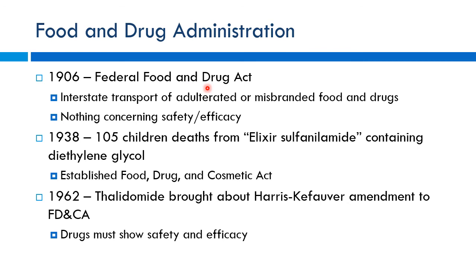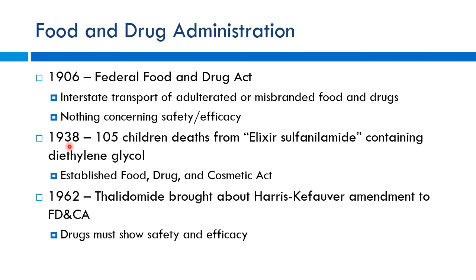This is the big act that encompasses all of drug development and sale to the people. Basically, they want to make sure there's no adulterated or misbranded food or drugs. That's the big thing it says. But it had nothing regarding safety and efficacy. They just wanted to make sure that if I had a bottle of heroin, that it was actually heroin. Yes, Bayer makes aspirin, used to have heroin they would sell, right?